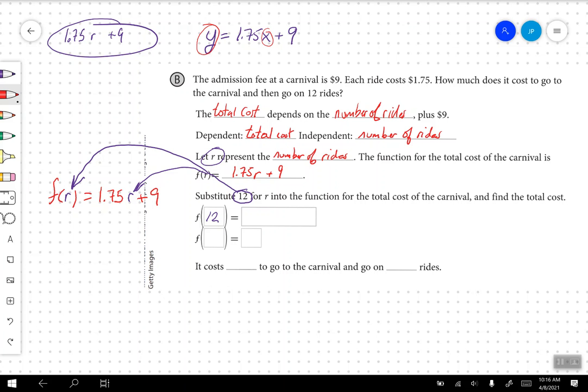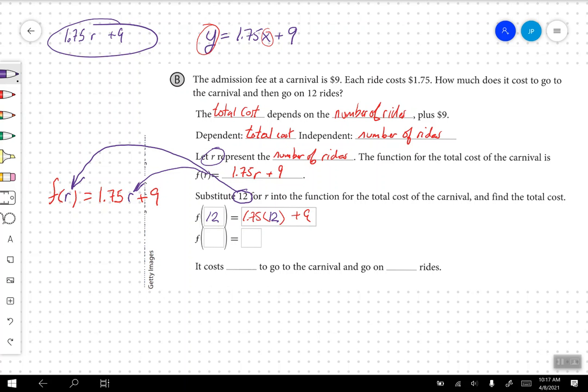Well, if I'm going to do that, then inside this part of the equation, where it says 1.75 R plus 9, I also have to replace this R with 12. All right, now pick up a calculator, do the math. Go ahead and put me on pause, plug in the correct numbers, and see if you can answer the last 1, 2, 3, 4 questions.